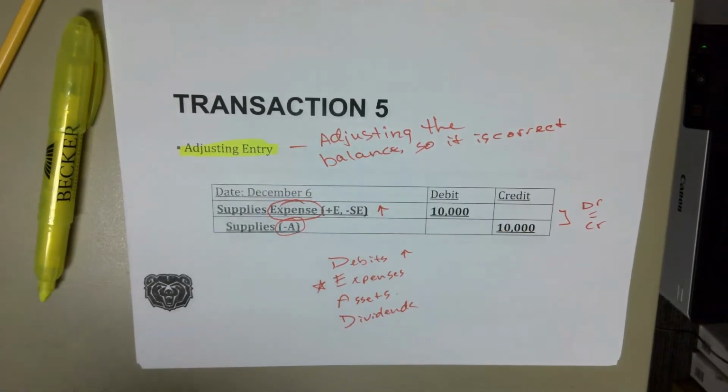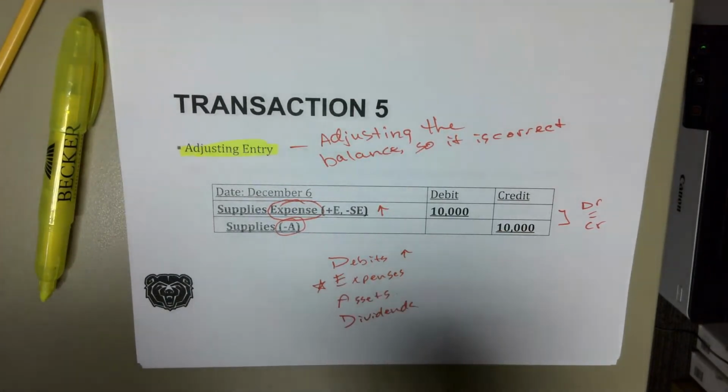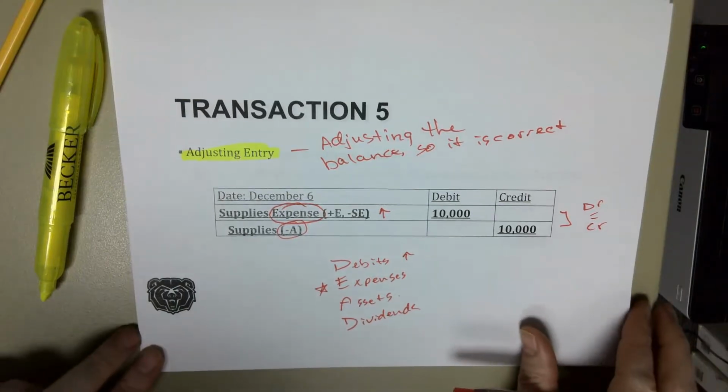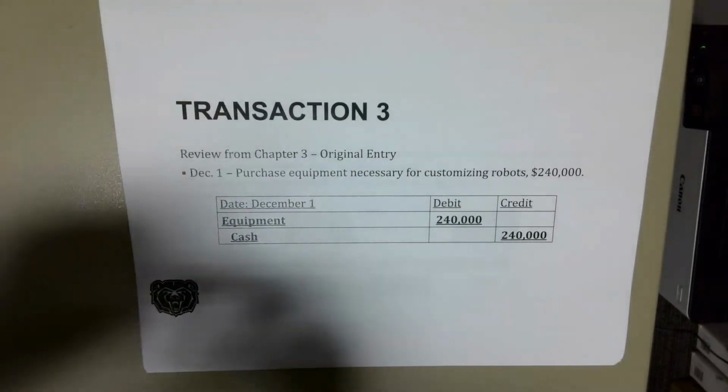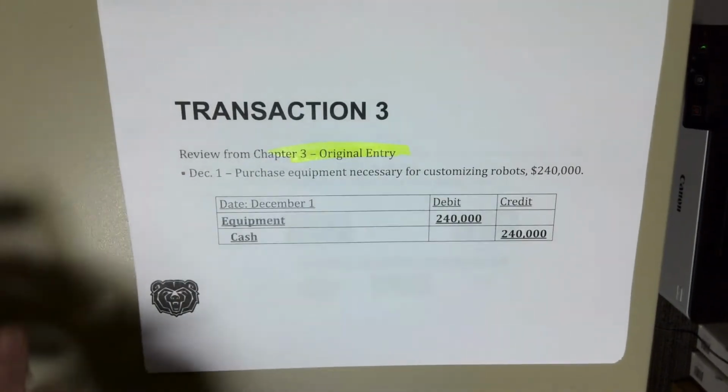This is accounting's version of the light and dark side of the force, right? Everything must be in balance, and if it's not, there's a real problem. So just keep that in mind. Now we're going to backtrack a little bit to transaction 3. Now again, I'll remind you, this is a review from chapter 3.